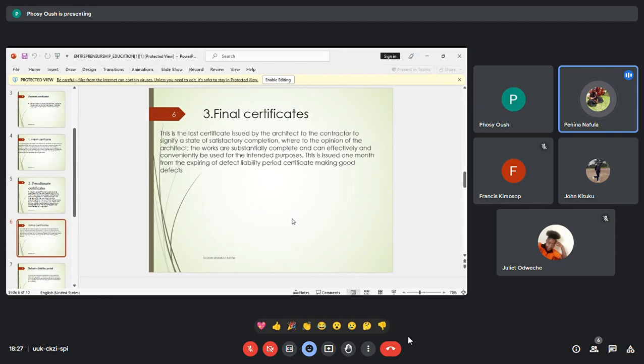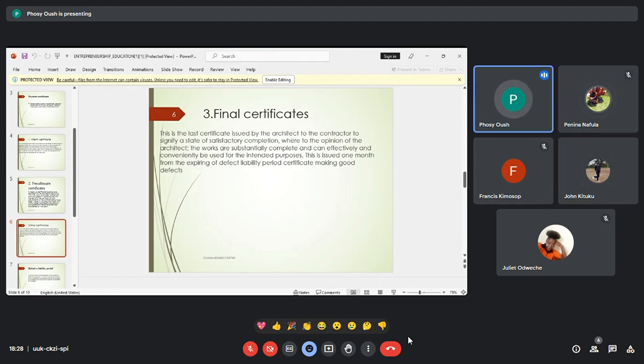Final certificate. This is the last certificate issued by the architect to the contractor to signify a state of completion, where in the opinion of the architect, the works are substantially complete and can effectively and conveniently be used for the intended purpose. It is issued 1 month from the expiry of the defect liability certificate.